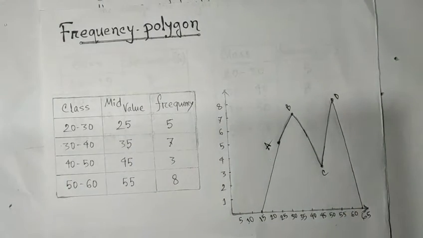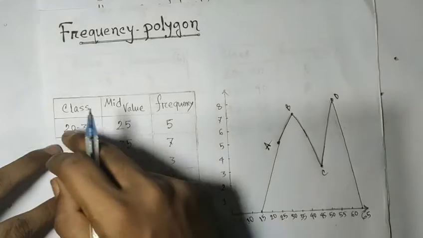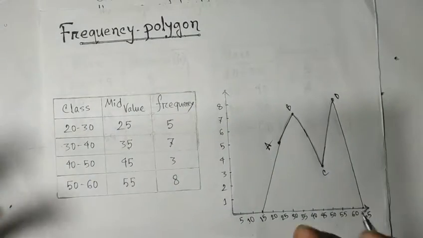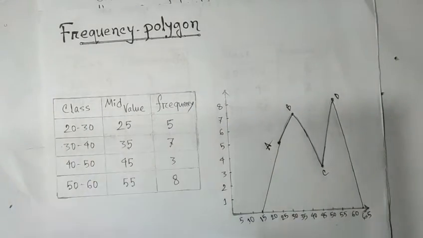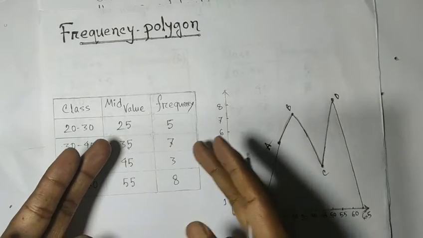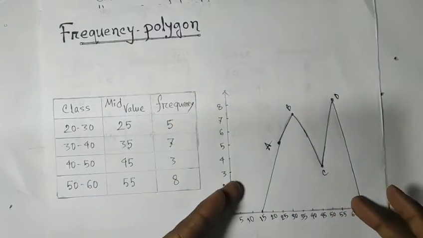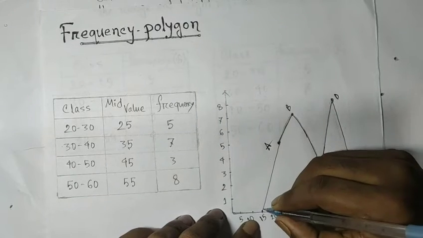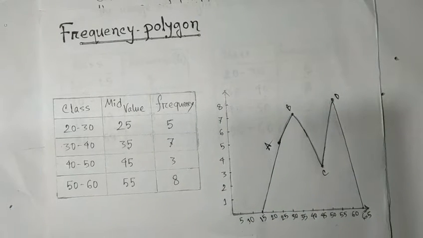And that's very easy. What you have to do is just find the mid value of a class and the frequency given for the frequency distribution, and then plot these points in a graph and join them, and you will get a frequency polygon.